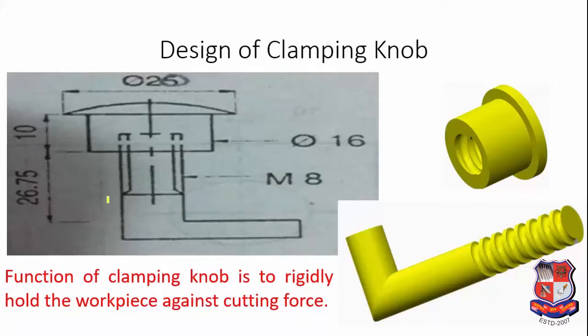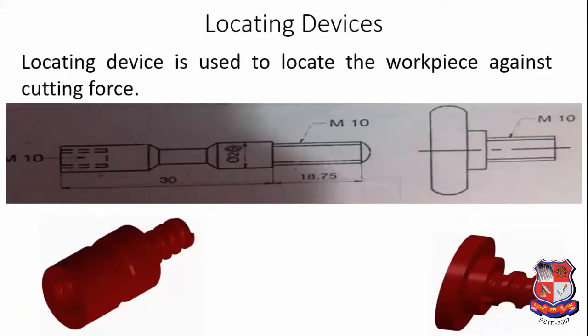Length of clamping knob is 26.75. So function of clamping knob is to rigidly hold the workpiece against a cutting force. After designing clamping knob, we will design locating device. We have used quick acting knob as a locating device.